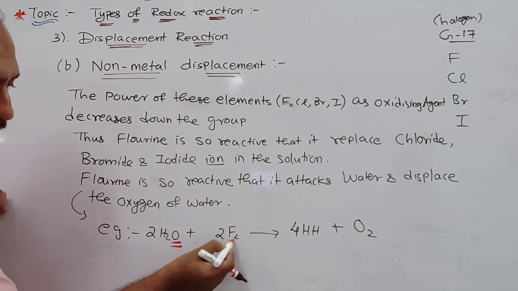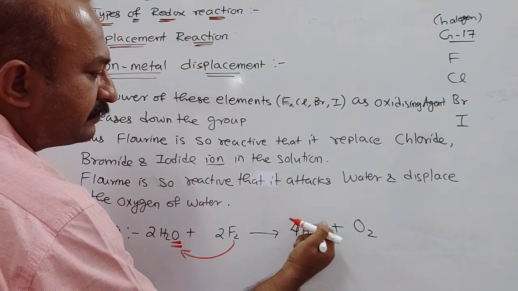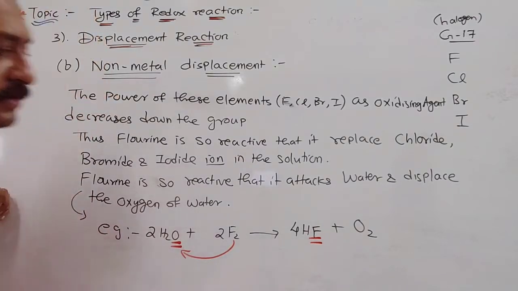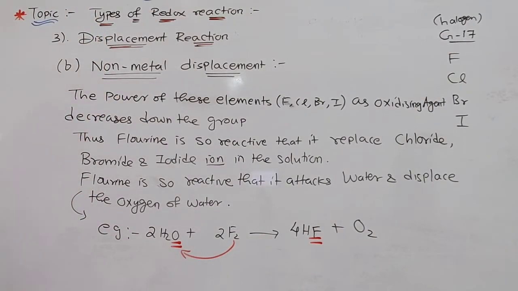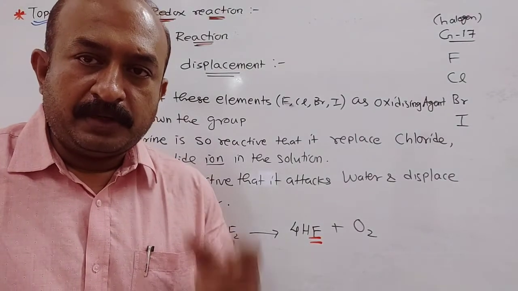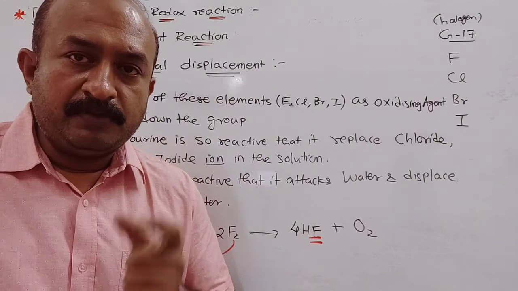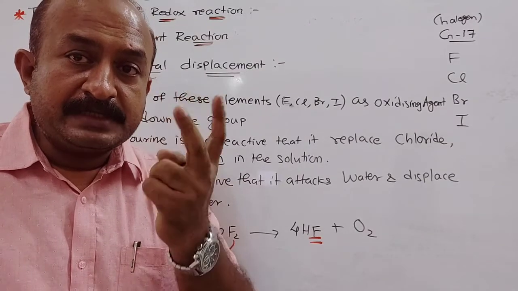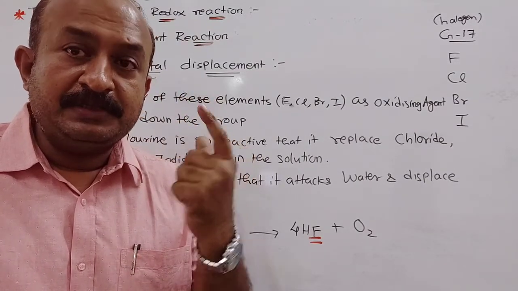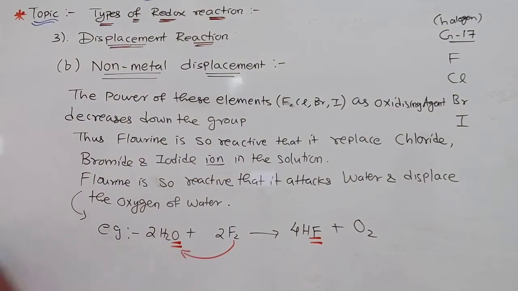This oxygen is replaced by whom? Fluorine. Sorry, here HF will be there. Okay, oxygen of water is replaced by whom? Fluorine. That much reactive it is, because we have seen in the Pauling scale, if you remember. On the Pauling scale, 4.0 is the value of fluorine. It's the most electronegative. Second number comes of what? Oxygen, 3.5. So here fluorine is displacing oxygen from water.